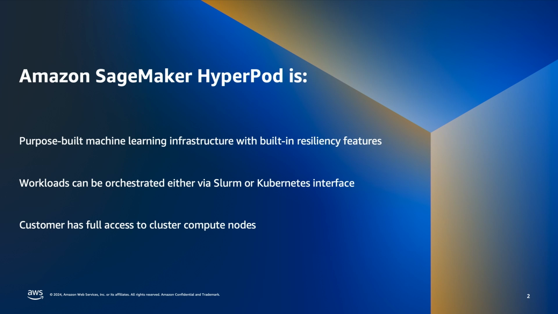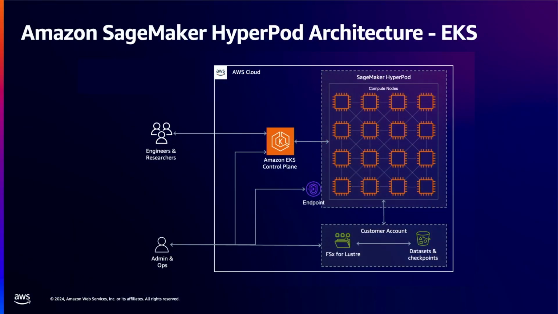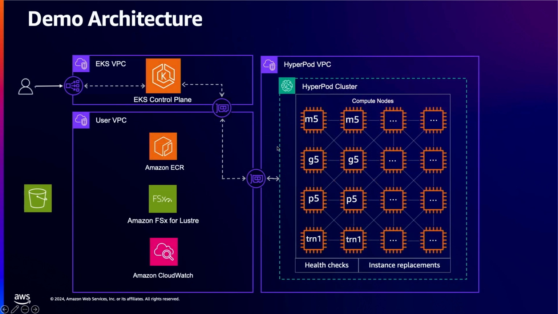Even though this is a SageMaker service, customers can still access their underlying infrastructure using kubectl or SSH. A typical HyperPod cluster looks like this. The compute lives in a service account. And in addition to that, there's the customer account and an EKS cluster. The demo that I'd like to show you today has 4 separate instance groups in the compute cluster.